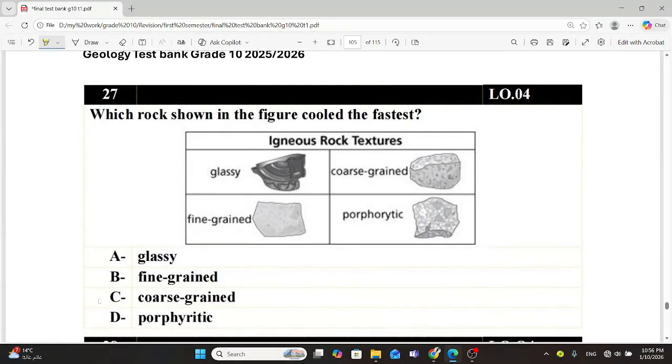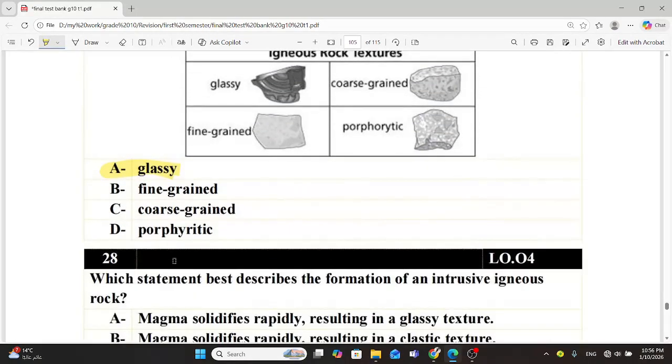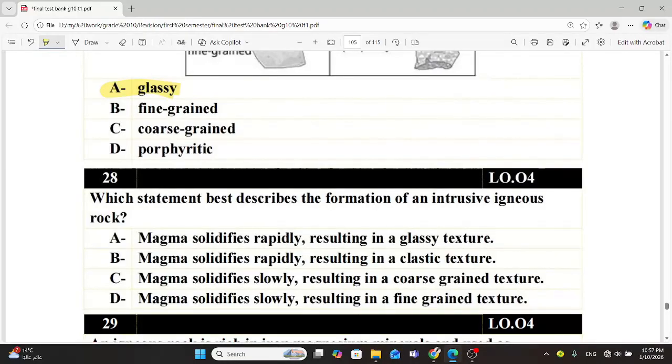طيب بعد كده which rock shown in figure cooled the fastest؟ glassy ولا coarse grain ولا fine grain ولا porphyritic؟ طيب هتبقى الكلاسي أسرع واحدة فيهم الكلاسي. طيب which statement best describes the formation of an intrusive igneous rock؟ طيب الماجما solidifies slowly يبقى أنا بلعب ما بين C و D. magma solidifies slowly resulting coarse granite structure. صح.